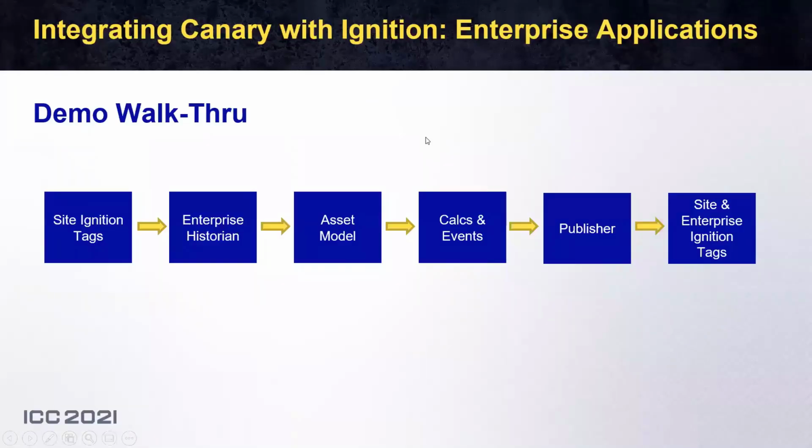Once I've collected those site tags and I've moved them to an enterprise historian, then within Canary, I can create an asset model. That asset model will provide information to our calc server so you can build calculations. All of the new data that I've created inside of Canary, I don't want to silo it just in Canary. So we can use the Canary Publisher service to provide an MQTT Sparkplug feed back into Ignition via the Cirrus Link distribution and engine modules.